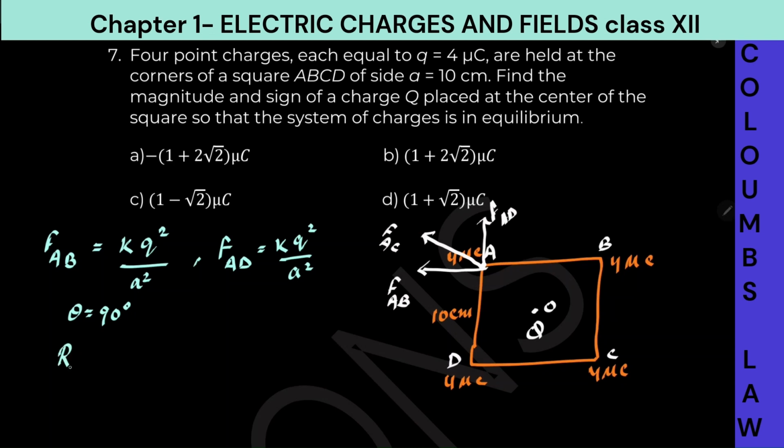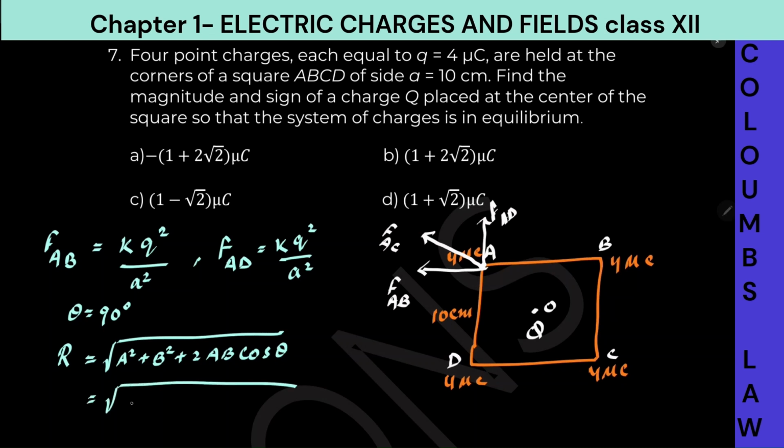So what will be the resultant of these two? Which two? These two forces. We have not considered FAC yet, so be careful. So the resultant of these two will be root under A square plus B square plus 2AB cos theta. This is from class 11th, the resultant of two forces. But here A is equal to B. So if A is equal to B, let me substitute A as FAB and B is also FAB. Why FAB? Because FAB and FAD are same, right?